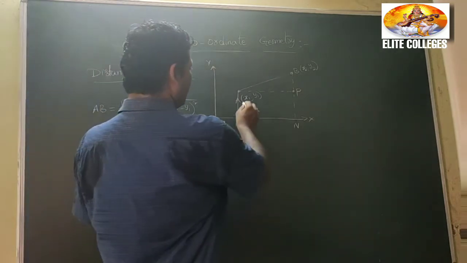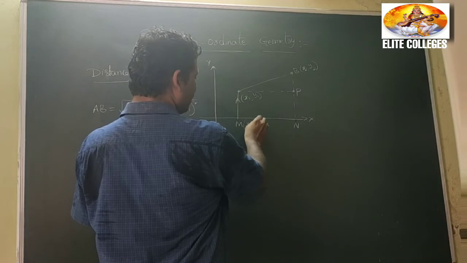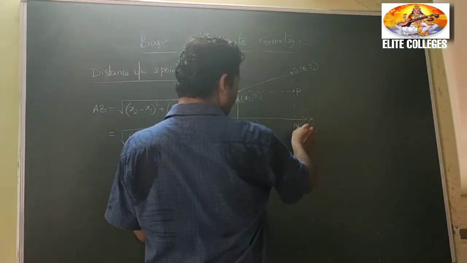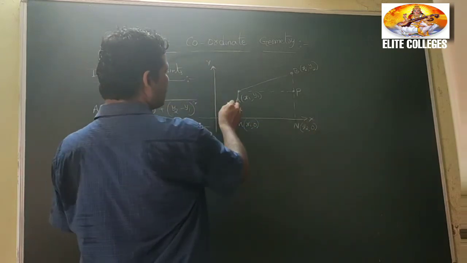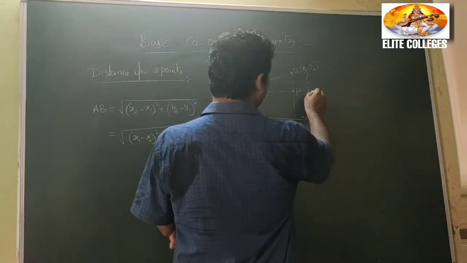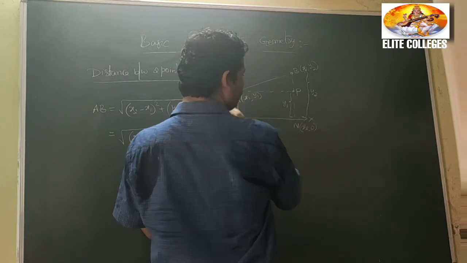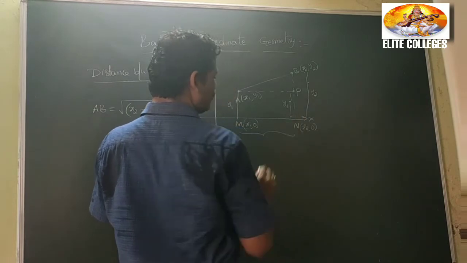So this is the thing, A of x1 comma y1. Then this point is x1 comma 0. This is the end point. This point is x2 comma y2. And this point is x2 comma 0. What is this height? y1. What is this height? y2. And what is this height? y1.